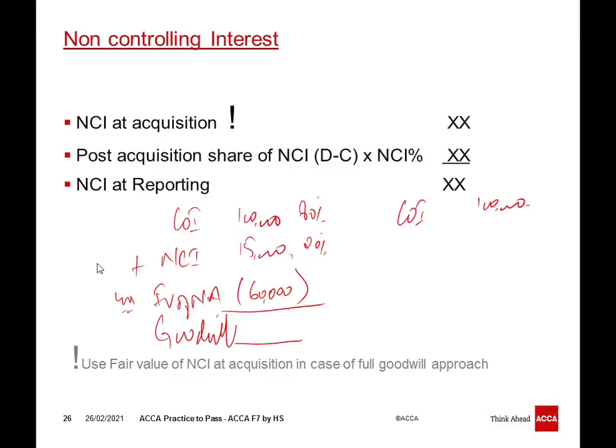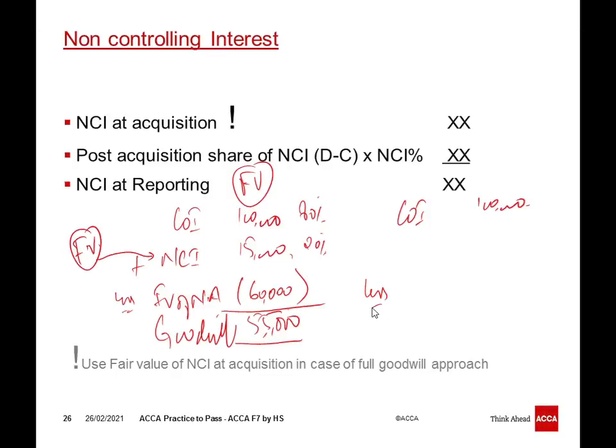Cost of investment, NCI will be calculated based on the fair value. If the fair value was not given in the question, I have taught you that you can calculate it by multiplying the number of shares with the share price of the subsidiary company. So the share price of the subsidiary company is actually used for the calculation of NCI. That is called the fair value approach. So it will be 55,000 for the goodwill.